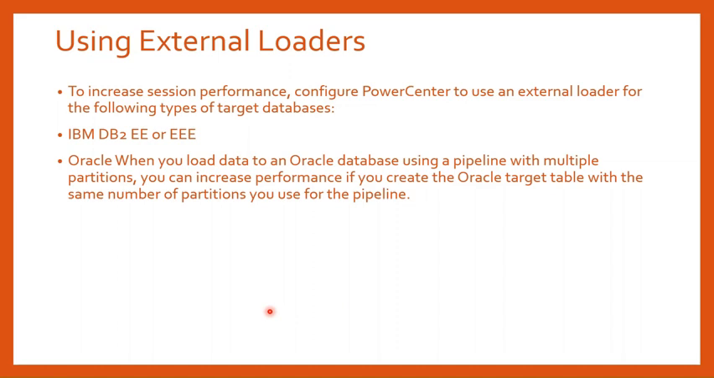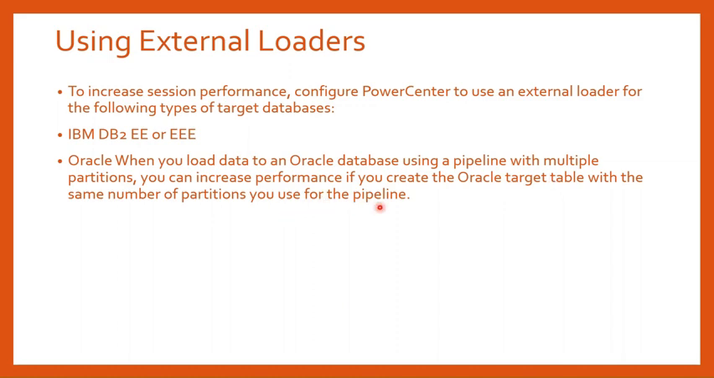Partitioning is based on things like a range. If you have yearly or monthly partitions created in the table, you can delete your records, or you can archive them by moving them somewhere. That way your transactional table stays smooth, and you can move data to OLAP for reporting purposes. You can increase performance if you create the Oracle target table with the same number of partitions you use for the pipeline.